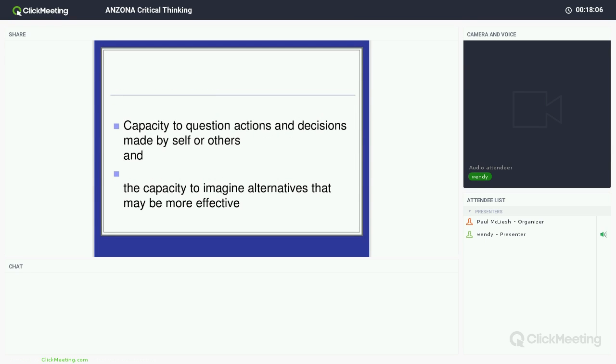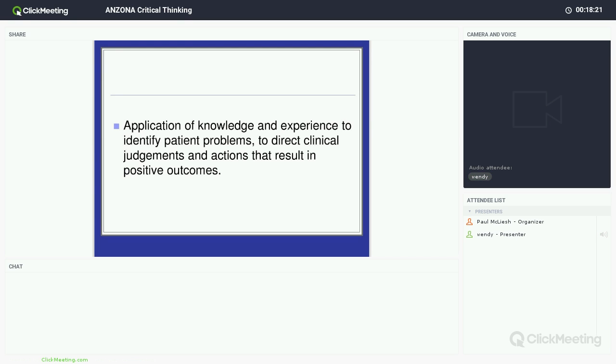Put a little more simply, it's the capacity to question our actions and our decisions that are made either by ourselves or by the others that we're working with, or the capacity to imagine alternatives that may be more effective within our practice. There are quite a lot of components to it, and another part is the application of our knowledge and our experience to identify patient problems, to direct our clinical judgments, and also to guide our actions that result in positive outcomes.